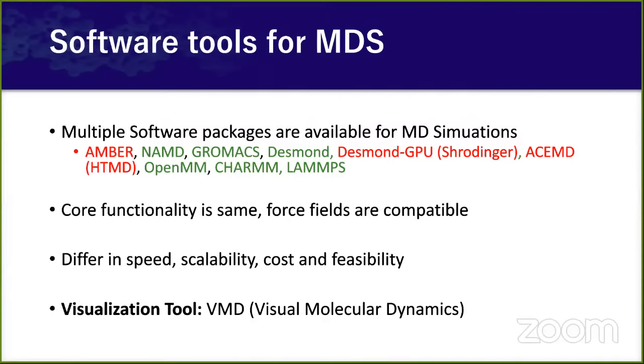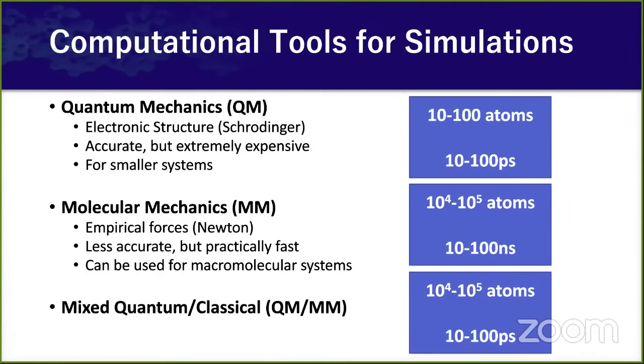Now, the core functionality of all of these softwares is, of course, the same. It just depends on what kind of force field they are optimized for, how they differ in their speed, the scalability, especially with respect to different system sizes, the cost which may be involved in some of them, and feasibility of using them with the current hardware. We also have some softwares available for visualization and analysis, like VMD, that we'll be learning today. So today we'll learn about Gromacs and VMD, how to set up these simulations and how to run them in a step-by-step manner. Now, as I mentioned, there are two types of simulations we can do, the quantum and molecular mechanics or classical simulations.